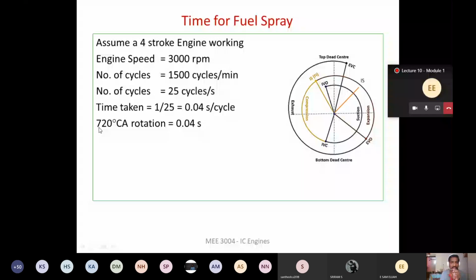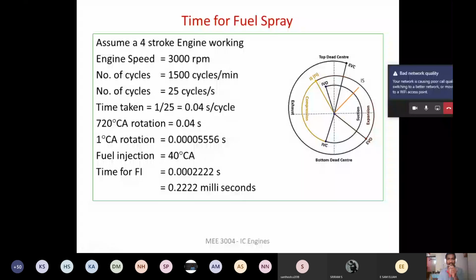Now assume that you are going to have fuel injection for a period of 40 degrees of crank angle turn, right? For a crank angle rotation of 40 degrees, what is the time? What is the time for this 40 degree crank angle turn, which is nothing but the fuel injection time period? So the fuel injection time period comes to be around 0.22 milliseconds. Okay. So the fuel injection time is going to be in terms of milliseconds. This is what I want to tell you now.